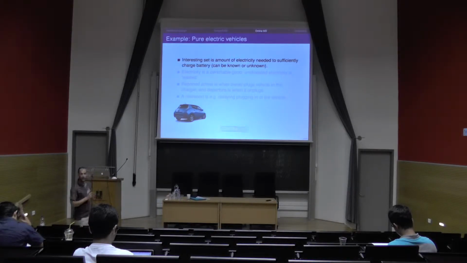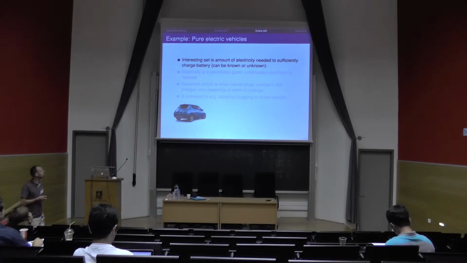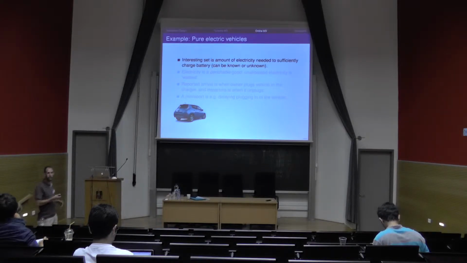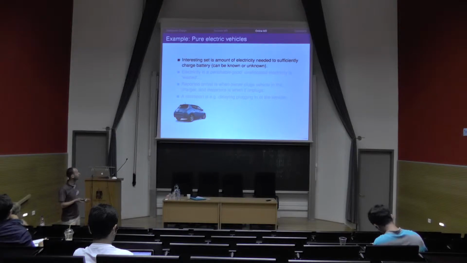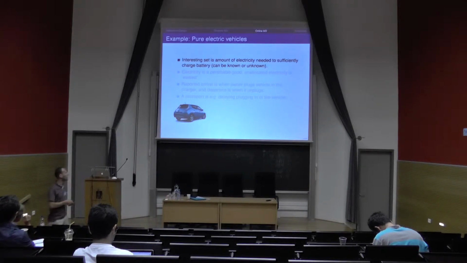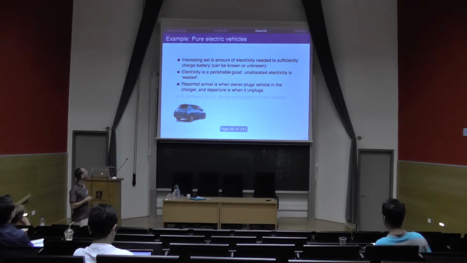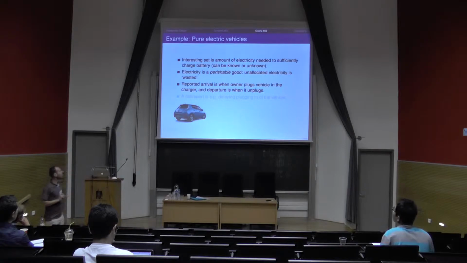So this is the electric vehicle example, in a little bit more detail using the concept we've just discussed. The interesting set here for the electric vehicles is the amount of electricity needed to sufficiently charge the battery, whatever that means. Maybe fully charge it, or sufficiently charge it for the agent to travel to work. Obviously, electricity in this case is a perishable good, so unallocated electricity is wasted, unless we can somehow store it. What does the reported arrival mean?